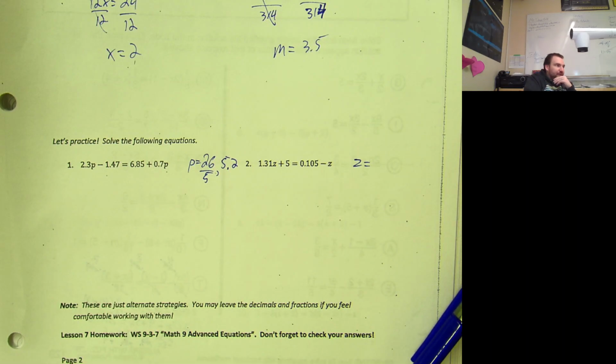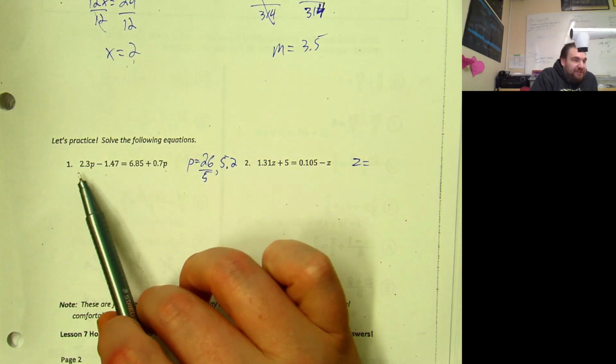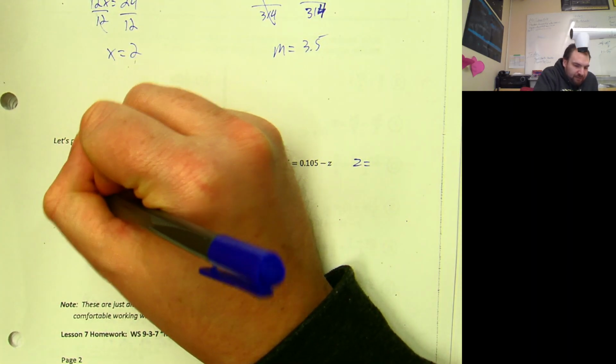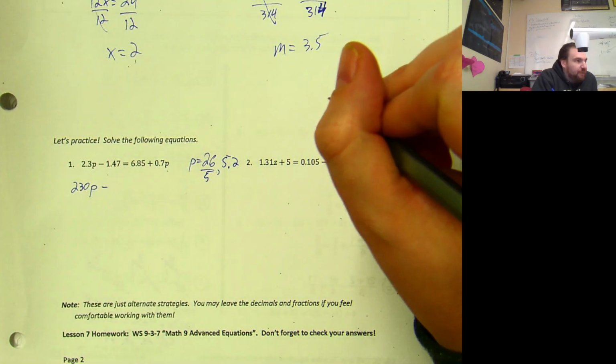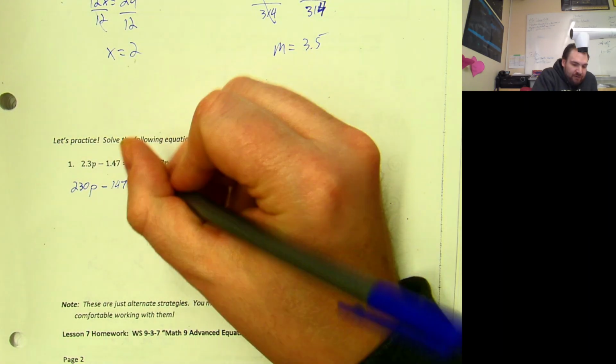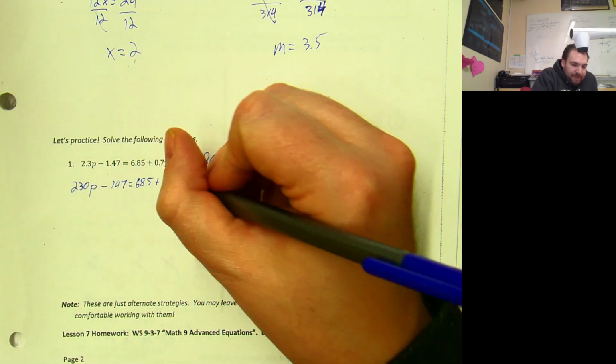I'm going to do number 1 2 different ways. So take a look up here. Let's do number 1. For those of you who shifted the decimal to make them all integers, what did we multiply everything by? 100. Okay? So if you multiplied by 100, 2.3 times 100 is? So that's going to be 230p minus, and then 1.47 is going to be 147 is going to equal 685 plus 70p.